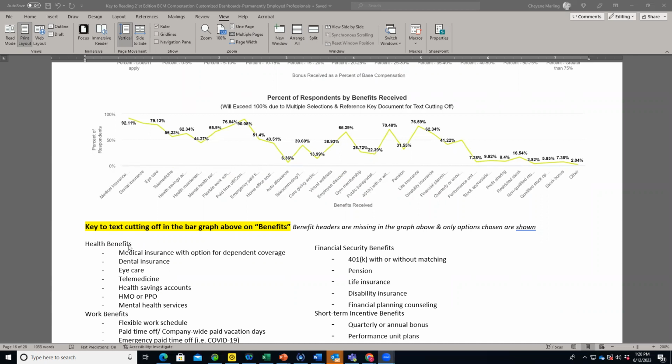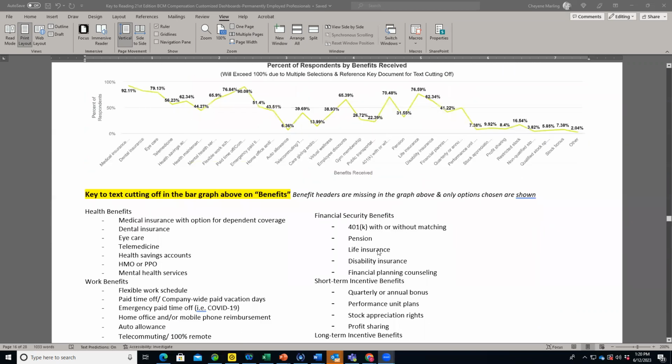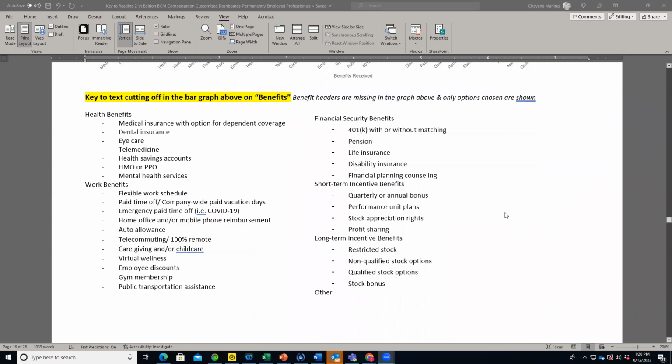So it's cutting off the primary categories within the benefit section because no one answered health benefits. That was a section header. So for that reason, it's not showing up in the dashboard. So you can see by health benefits, by work benefits, by financial security benefits, short-term benefits, but all of these different ones are categorized, are highlighted above.